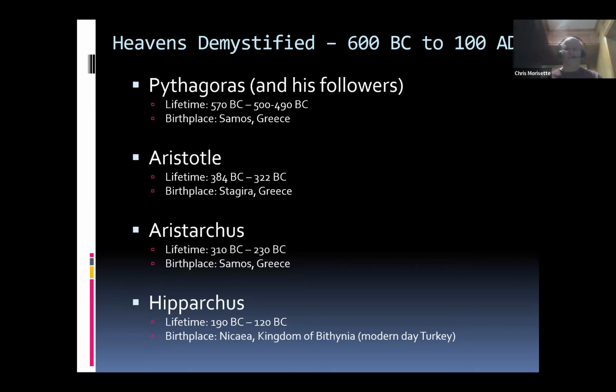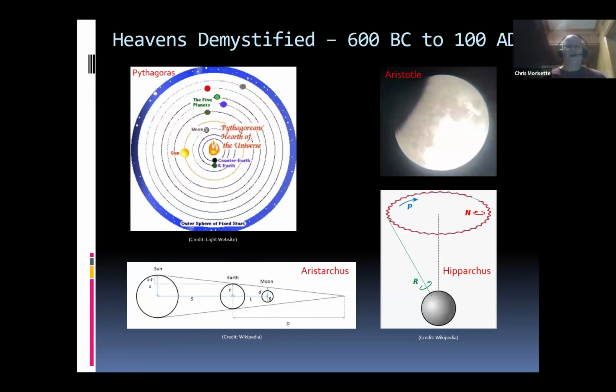Hipparchus was born in Nicaea, which is in modern day Turkey. Okay, so what did these individuals do to contribute to our understanding of the heavens?